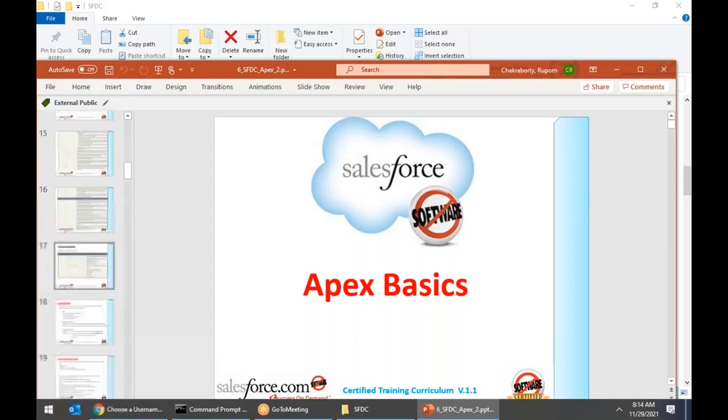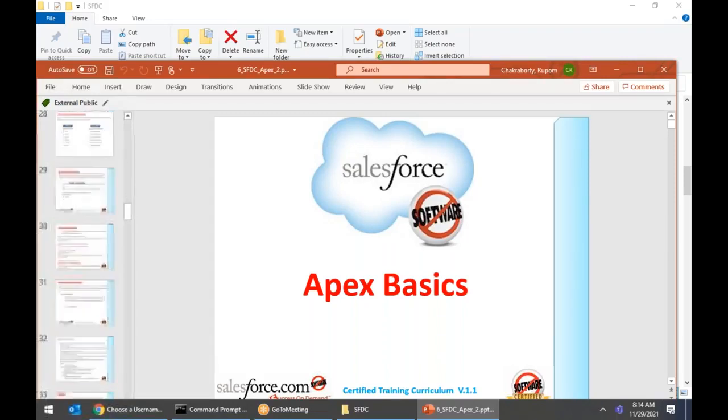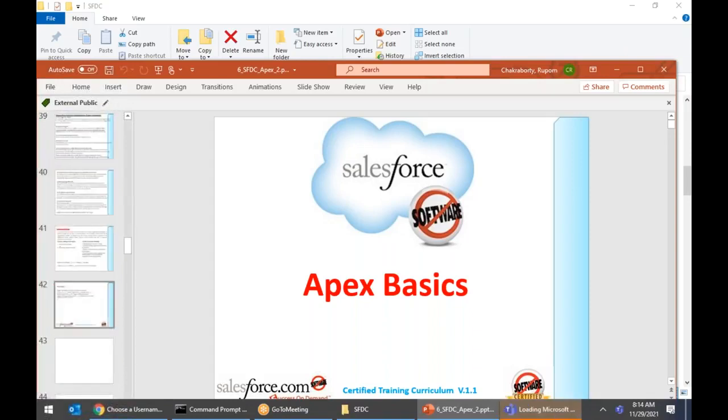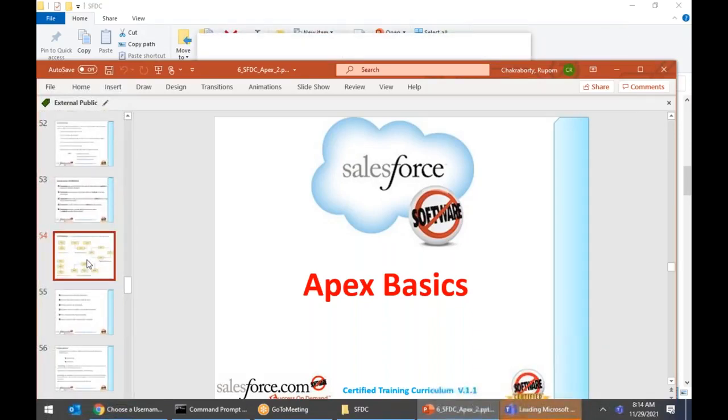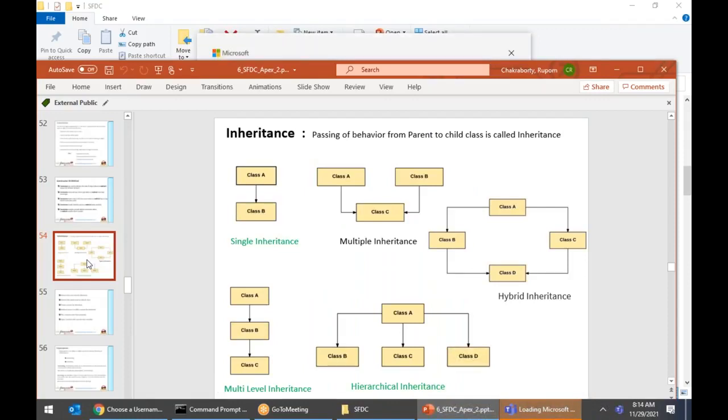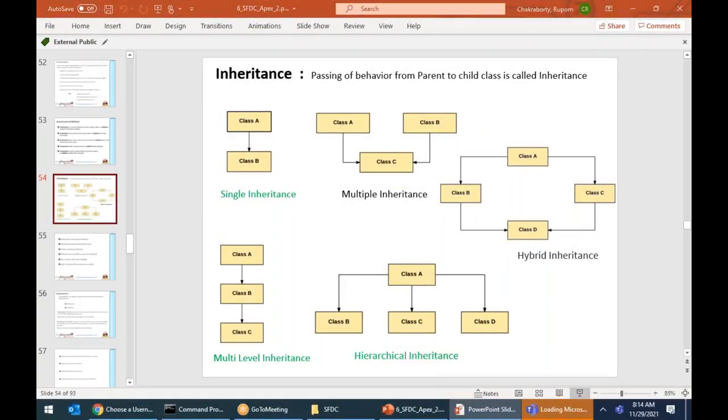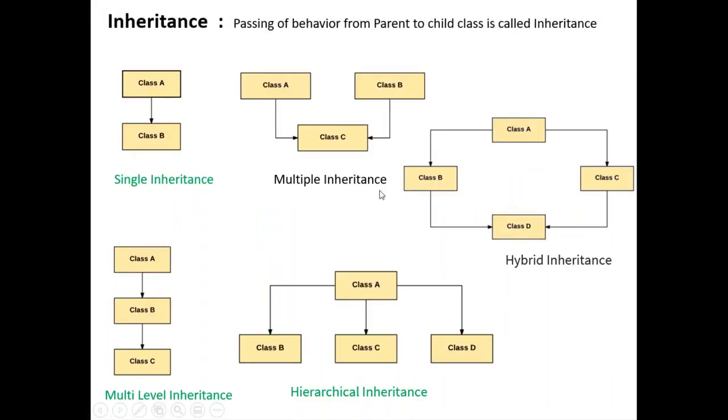There are 5 types of inheritance available. Number 1, single inheritance. Draw the diagram, it's there on the screen. Class A to B is called single inheritance.